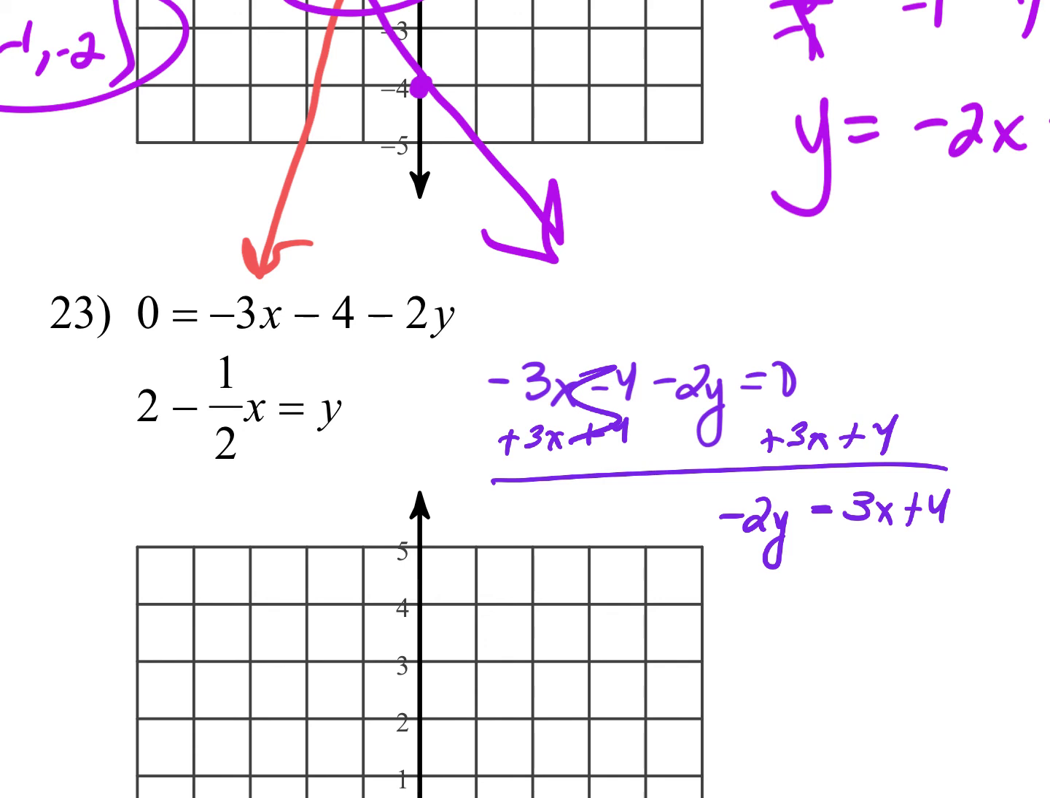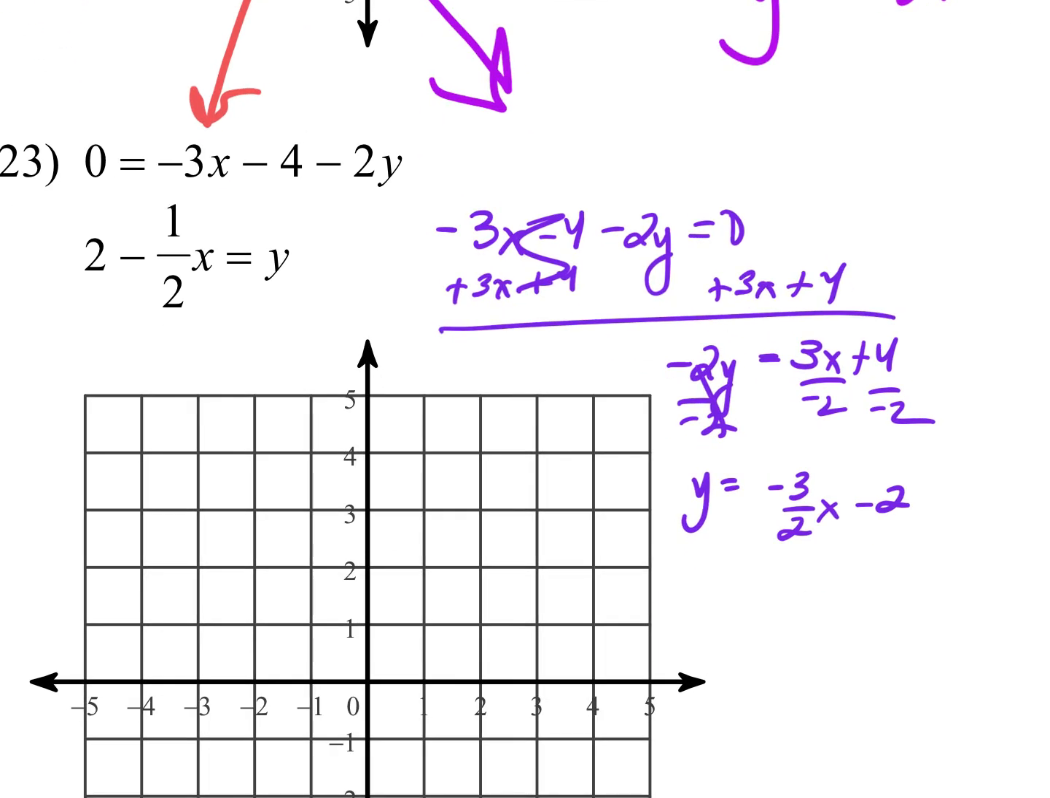What do I do? Perfect. Divide everything by -2. So y equals -3 over 2x minus 2. This is my slope, and this is my y-intercept. Everything that I'm doing, guys, I'm showing you what I expect to see on your test. This is how you show me your work.